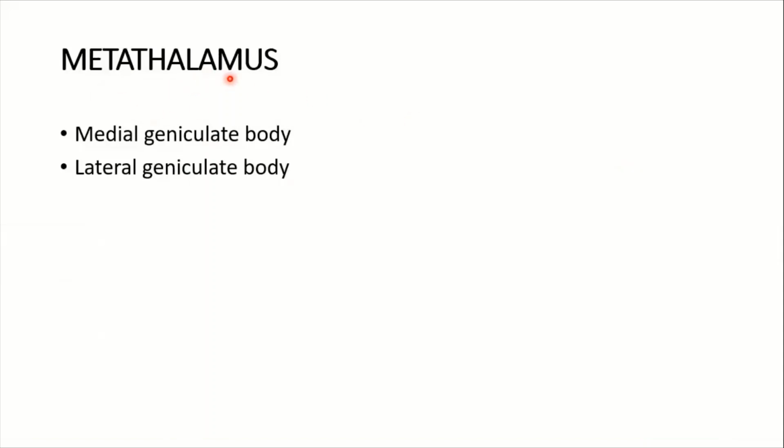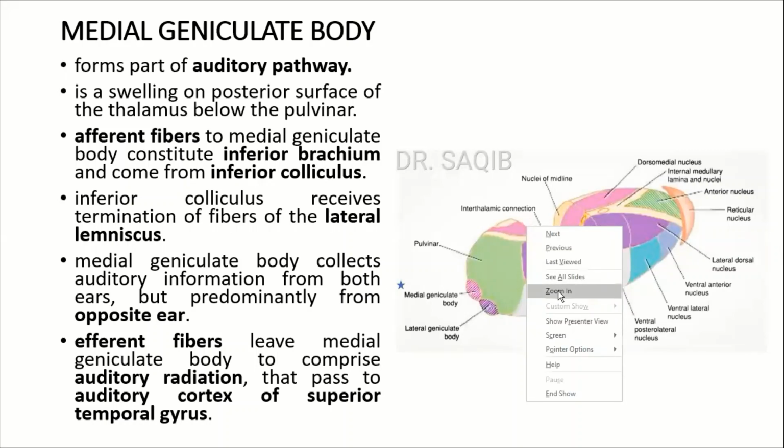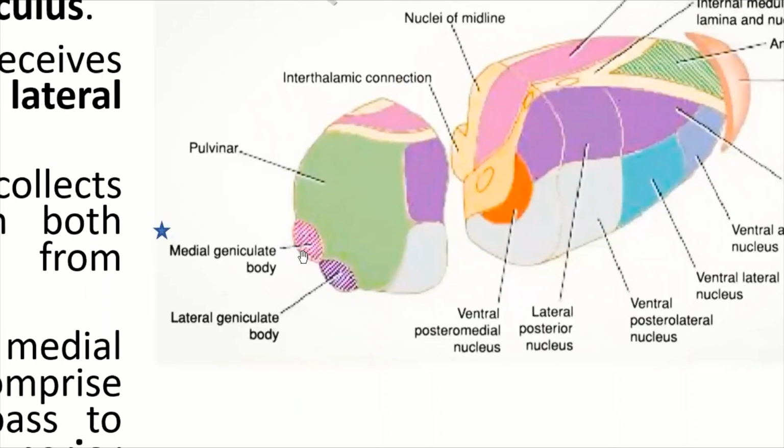Now the metathalamus, this is a term. It includes these two nuclei, the medial geniculate body and the lateral geniculate body. First we study the medial geniculate body. You could see it located over here. This is the pulvinar, this is the medial geniculate body, and this is the lateral geniculate body. As these two geniculate bodies are so important, here I enlarge the picture. This is the pulvinar of the thalamus, this is the medial geniculate body, and this is the lateral geniculate body.